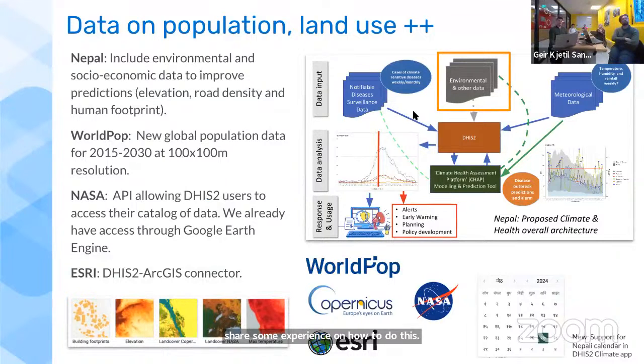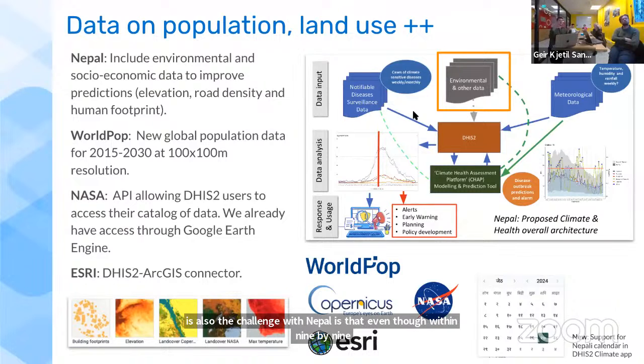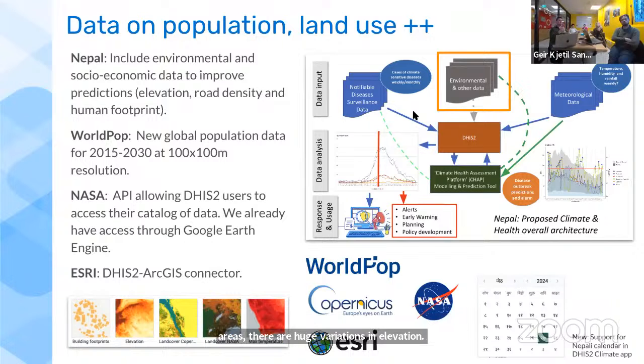Also in Nepal, they have shown interest in using not only climate and weather data for modeling, but also additional data that will help us to predict. Of course, there is a strong correlation between climate factors and change of land use, deforestation, and so on. So we are looking into other data sets to include. The challenge with Nepal is that within these 9 by 9 kilometer areas, there are huge variations in elevation. So we need to take more data into account to be able to make good predictions.